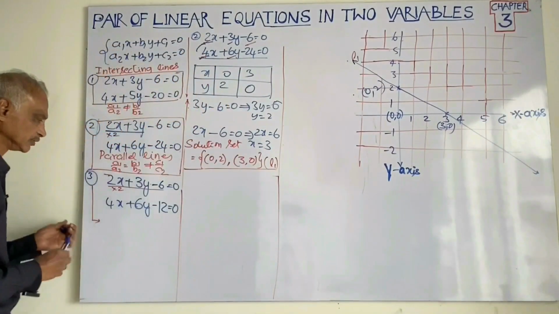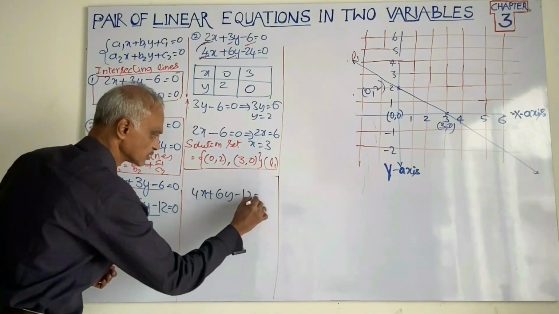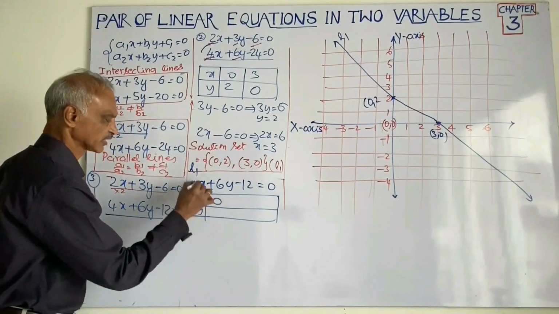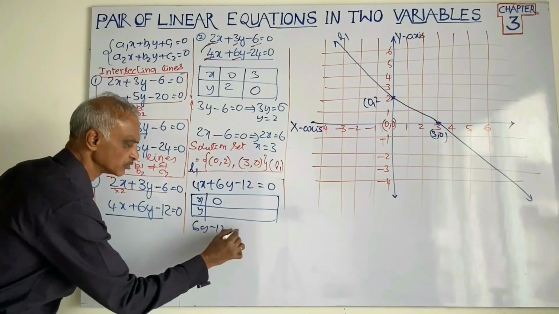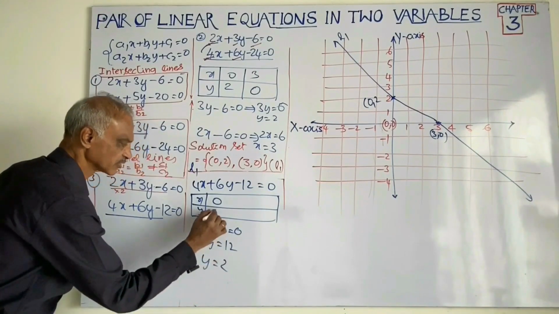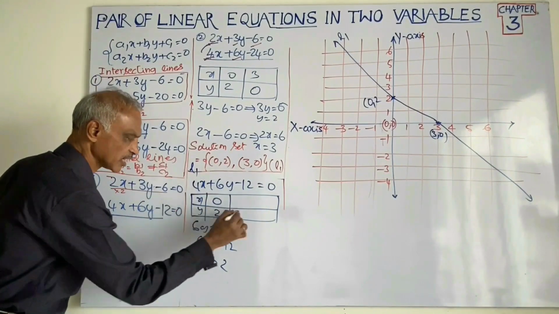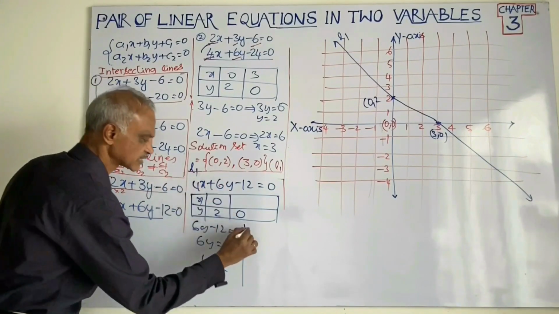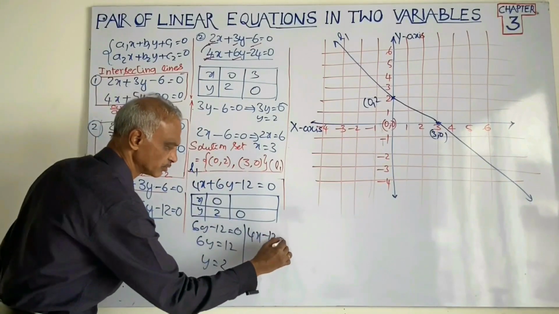Now we will draw this line 4x plus 6y minus 12 is equal to 0. Substitute x is equal to 0. 4 into 0 is 0. 6y minus 12 is equal to 0. 6y is equal to 12 and y is equal to 2. When you substitute x as 0, you are getting y as 2. In place of y, I will substitute 0. 4x, this is 0, minus 12 is equal to 0.